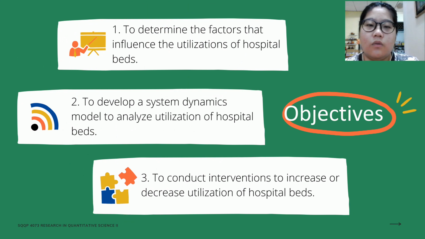Next is our research objectives. The first one is to determine the factors that influence the utilization of hospital beds. The second one is to develop a system dynamic model to analyze the utilization of hospital beds. The third one is to conduct interventions to increase or decrease the utilization of hospital beds.